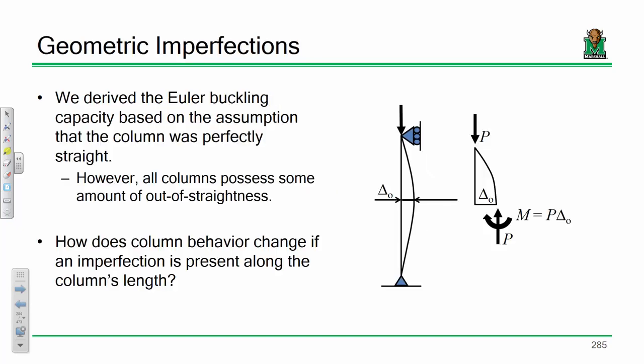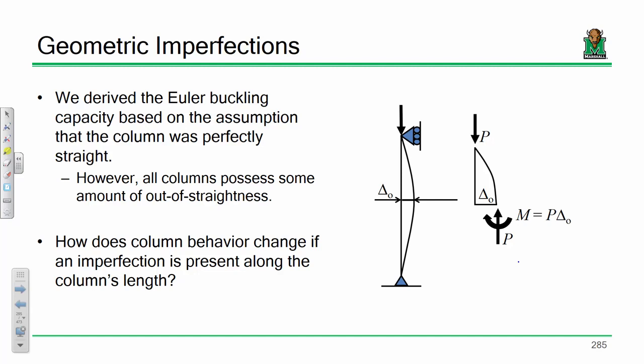Okay, this is the first complication. Here's the second complication. Nothing in this world, if we're talking about a column, no column in this world is perfectly straight and perfectly plumb. That's impossible.